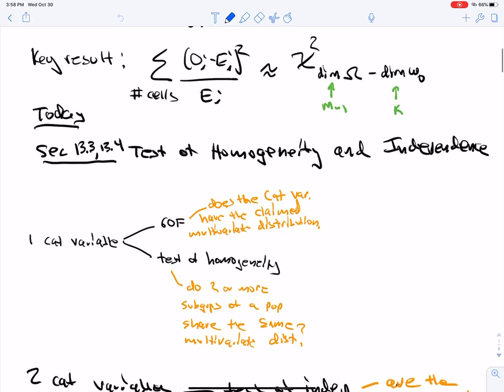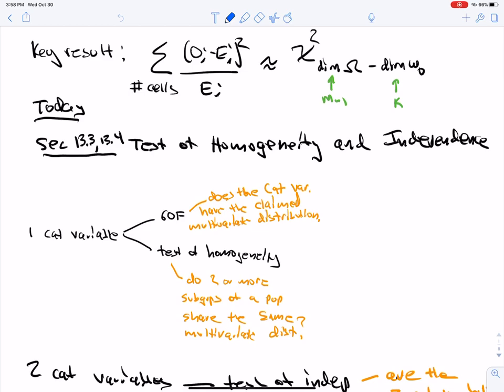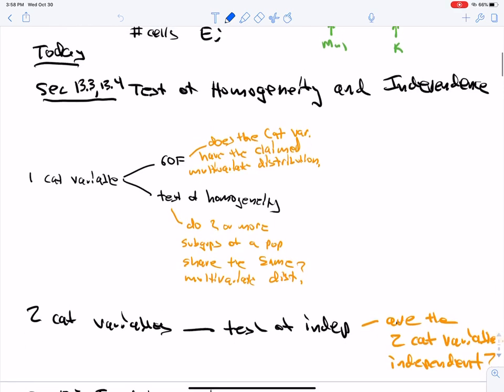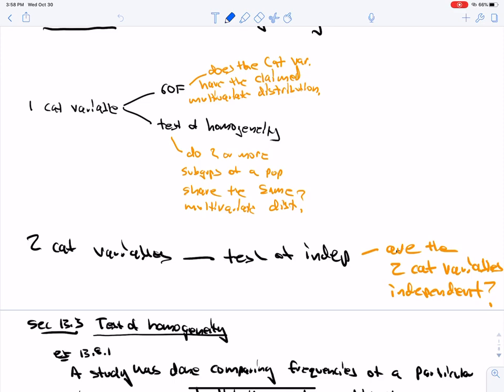Today we're going to be doing test of homogeneity and independence. Just to put all of these different chi-square tests together to show you how they all fit, for one categorical variable we have the degrees of freedom, the goodness of fit and test of homogeneity. Goodness of fit asks the question, does the categorical variable have the claimed multivariate distribution? Test of homogeneity is about two or more subgroups of a population and asking whether those all share the same multivariate distribution. Alternatively, you could have two categorical variables and test whether those two categorical variables are independent.